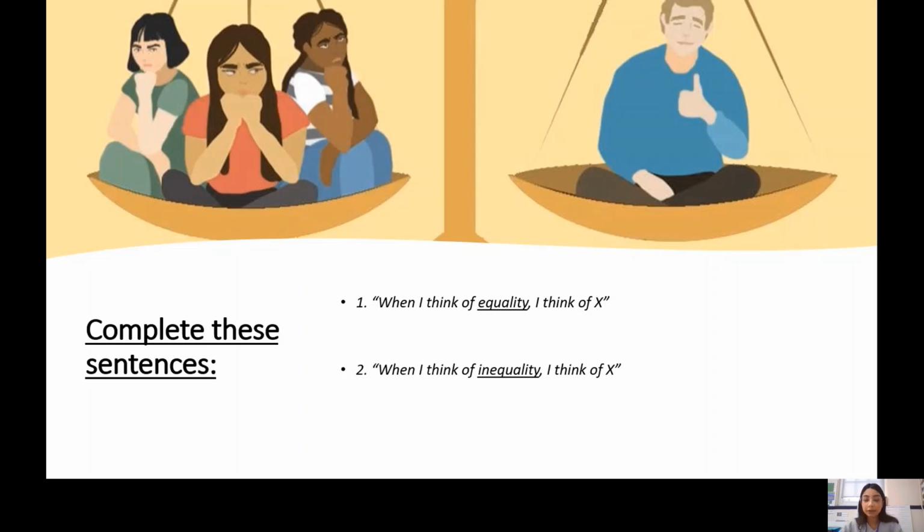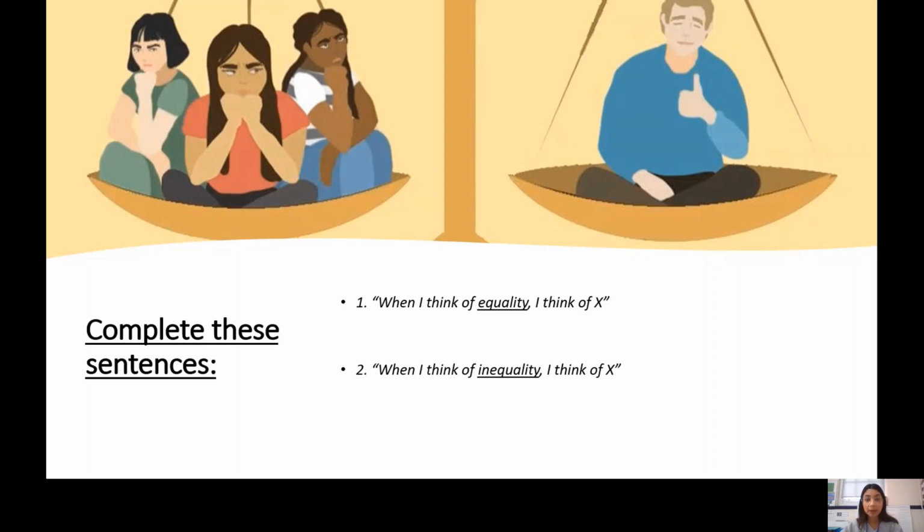Okay, so I'm not going to mark through these sentences because everyone will have different ideas, but if you've written something along the lines of, when you think of equality, you think of people being treated fairly no matter their age, class, gender, race, sexuality, disability. And then when you think of inequality, you think of discrimination, people or groups of people not being treated fairly. And again, if you've given examples, that's great. I can't wait for your teachers to read through those.